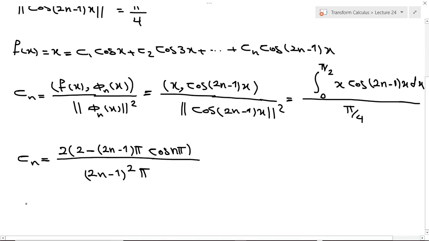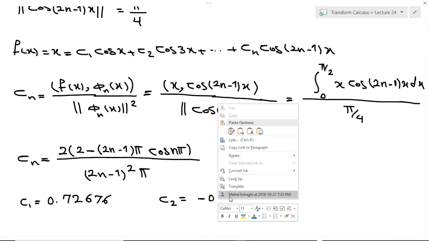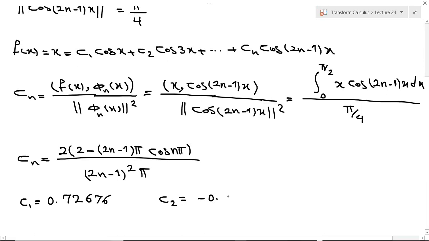As a result, c1, if you plug in n equal to 1, would be equal to 0.72676. c2, if you plug in n equal to 2, is minus 0.808138, and c3, for example, is equal to 0.34907, and so on. So you can find c4, c5, and so on.